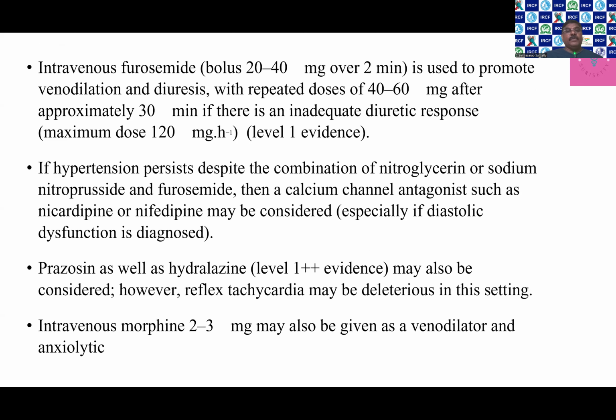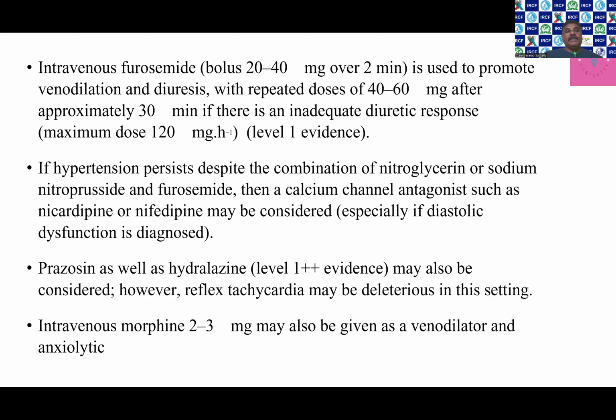So intravenous furosemide, we have to give the bolus of 20 to 40 milligrams over 2 minutes. That is used to promote the venodilation and diuresis. The repeated doses are 40 to 60 milligrams after approximately 30 minutes if there is an inadequate diuretic response. The maximum dose is 120 milligrams per hour. This is level 1 evidence.